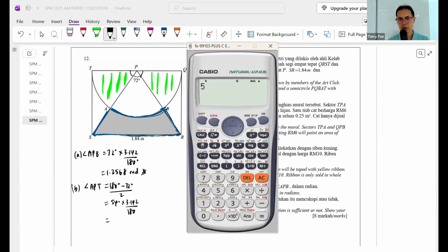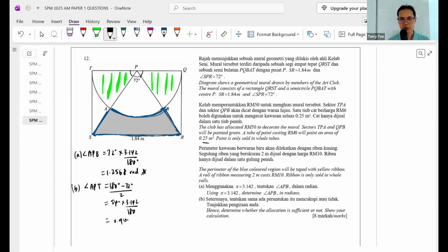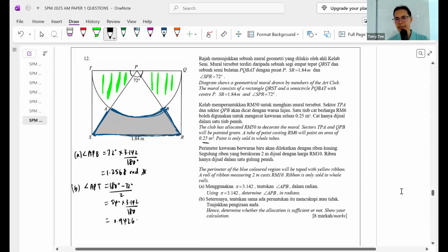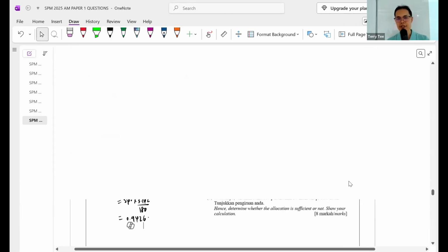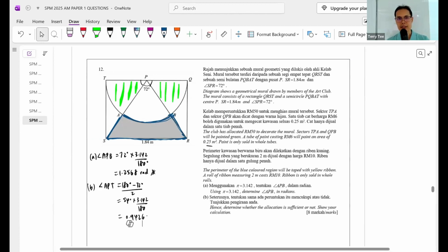54 times 3.142 over 180. This will be 0.9426. Okay. Next, let me find the area of the green part.